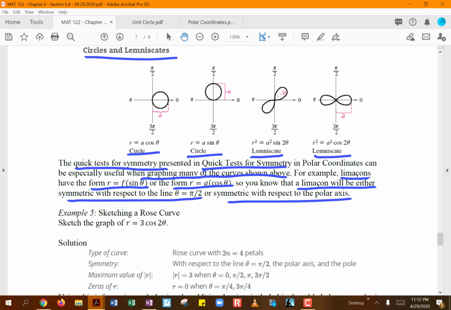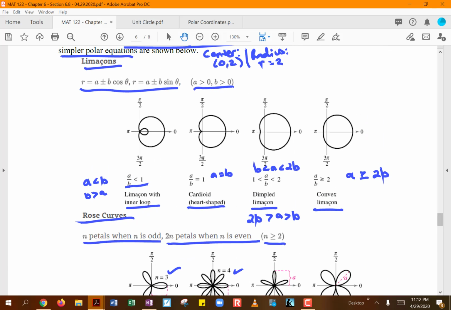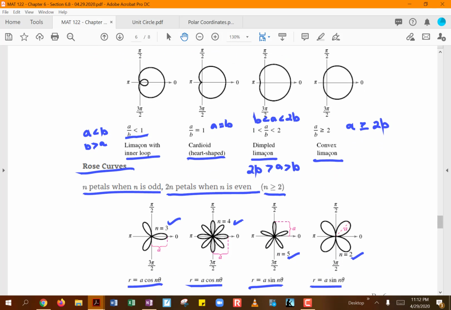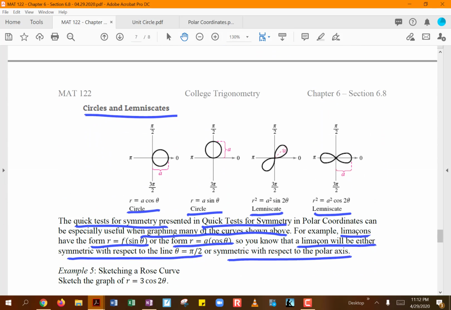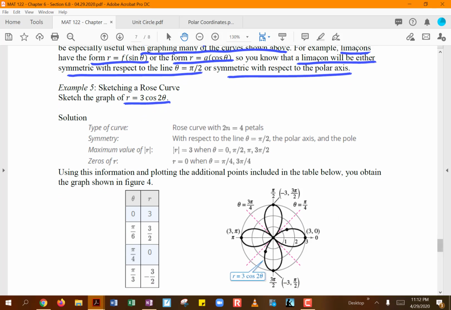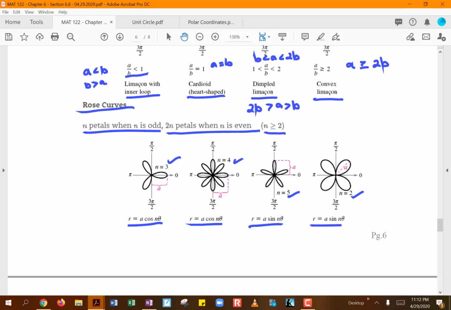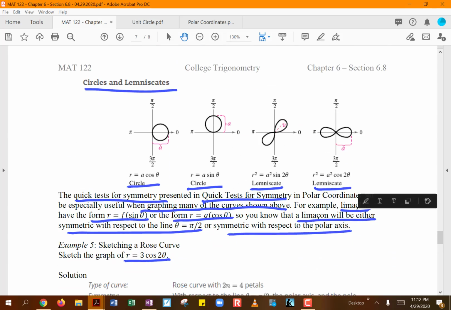So definitely want to use symmetry, because look at all of these graphs. They have all kinds of symmetry happening here with respect to the line theta equals pi half, with respect to the polar axis, and with respect to the pole. Some of these actually have all 3 of those symmetries. So let's take a look at this next example, the graph of r equals 3 times cosine of 2 theta. This equation is of course of the form right here, so you will see this is going to be our rose curve function.